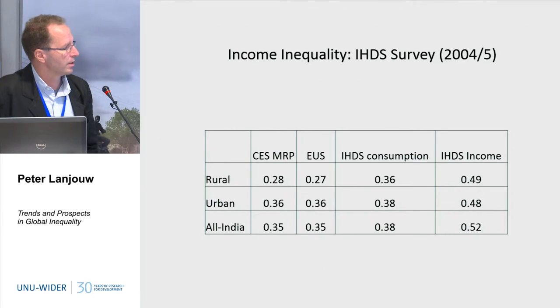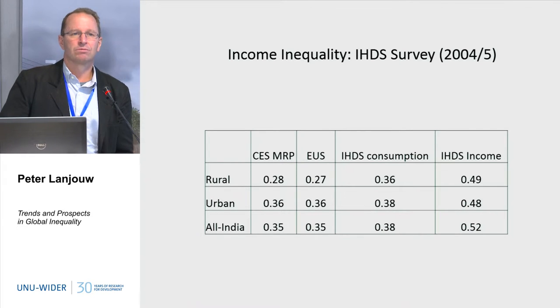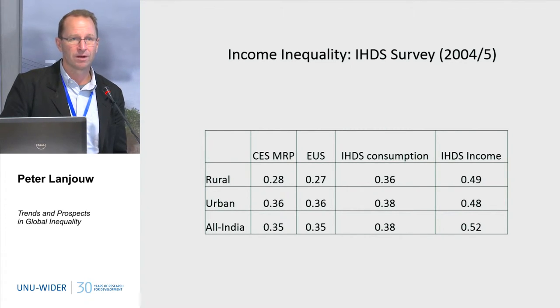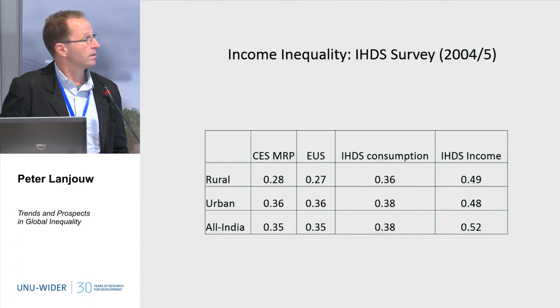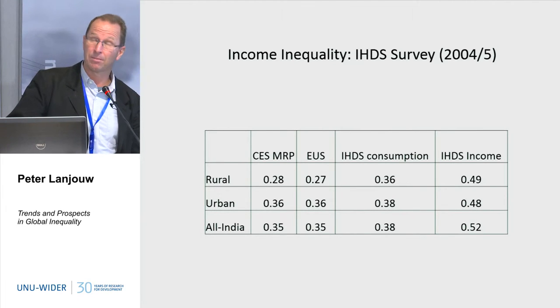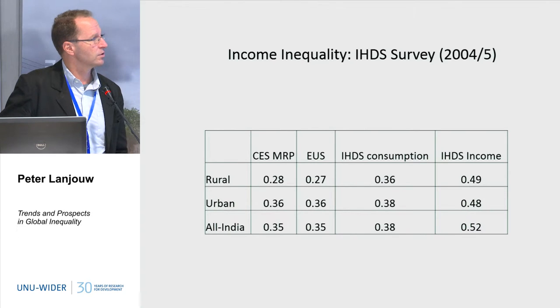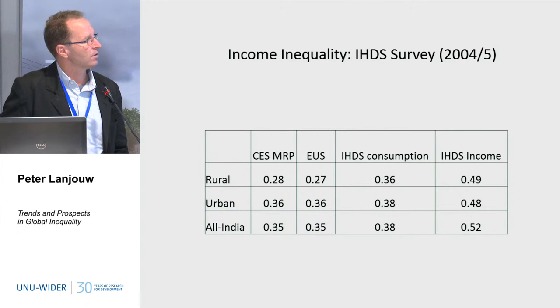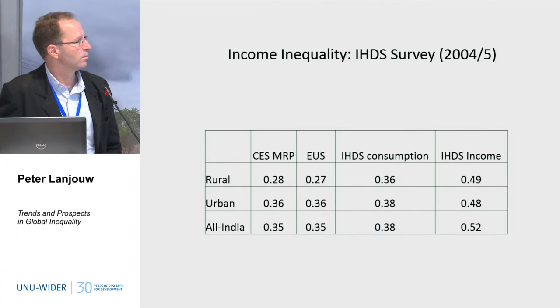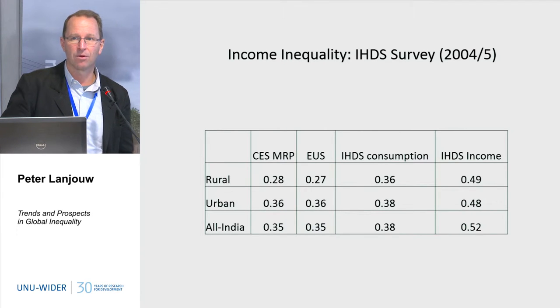If we look at income inequality, there is no official large-scale national survey administered by the statistical organization in India on full income. But there is the Human Development Survey, administered by the National Council for Applied Economic Research, NCAER, and the University of Maryland, that has been collecting income data over the years. The most recent round currently available is from 2004-2005, and it suggests a Gini coefficient at the all India level of 0.52, with a rural and urban breakdown both very near the 0.5 level as well.